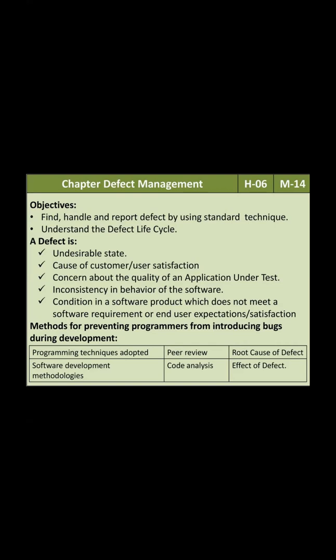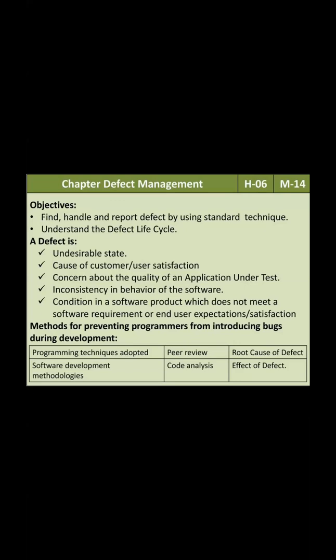A defect is nothing but an undesirable state. If you are getting a hang, if you are not getting the perfect result, if it is not processing, if it is not responding, such unexpected or exceptional conditions are called defects. It affects consumer and user satisfaction. If it is not producing the expected result, there is no satisfaction, and then it is a defect. Concern about the quality of the application: we take some application and check its quality. If the quality is not up to the mark, then it is a defect.